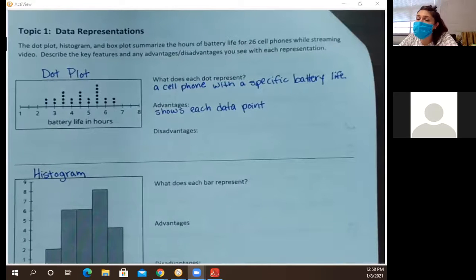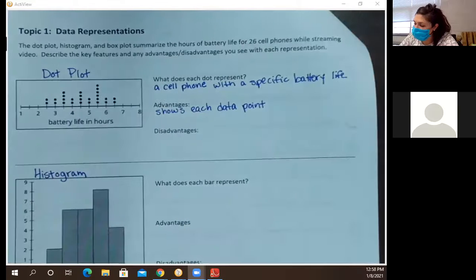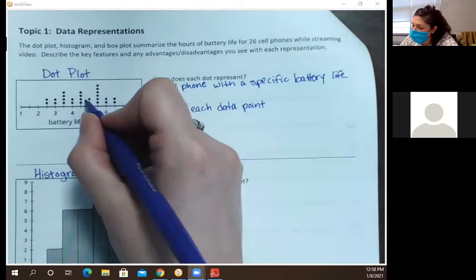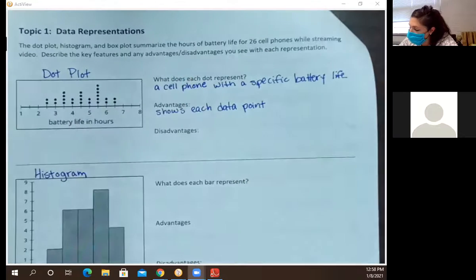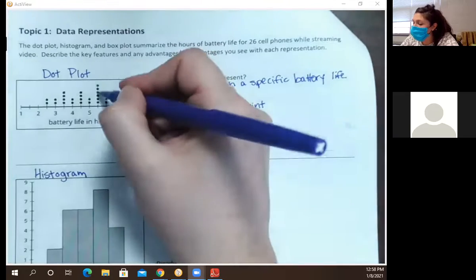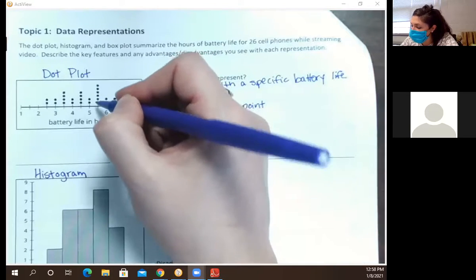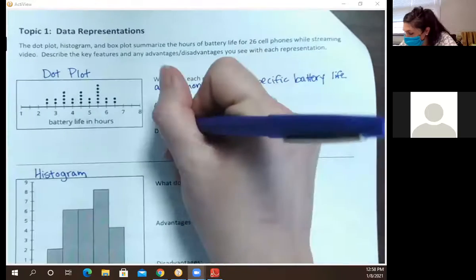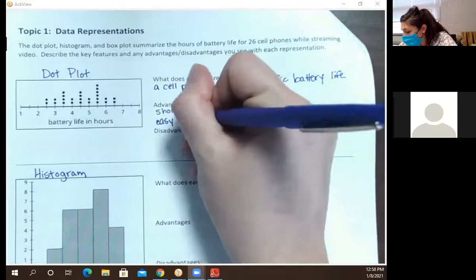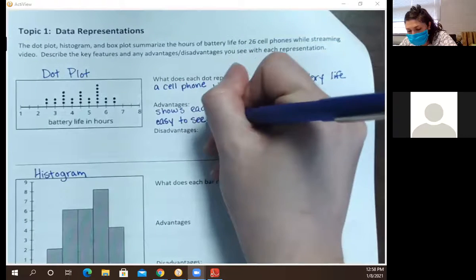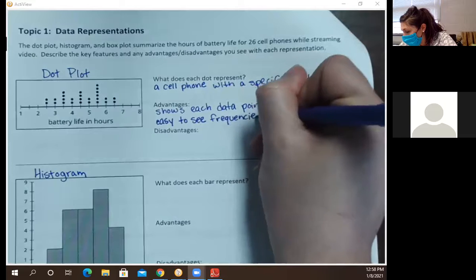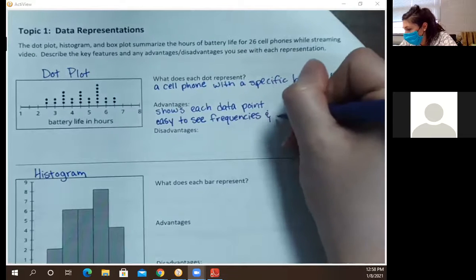Another nice thing about a dot plot is that I can pretty easily see frequencies. I can see how many phones had a battery life of 3 hours, how many phones had a battery life of 5 hours or 4.5 hours. And I can also pretty easily see the mode, right? It's going to be the tallest tower of dots. Here's where I had the most cell phones. So the mode battery life would be 5.5 hours. So that's nice. It's easy to see frequencies. And the mode.